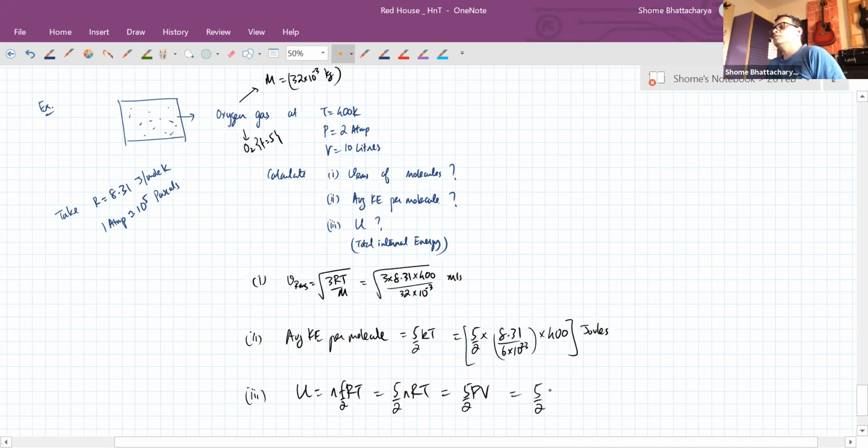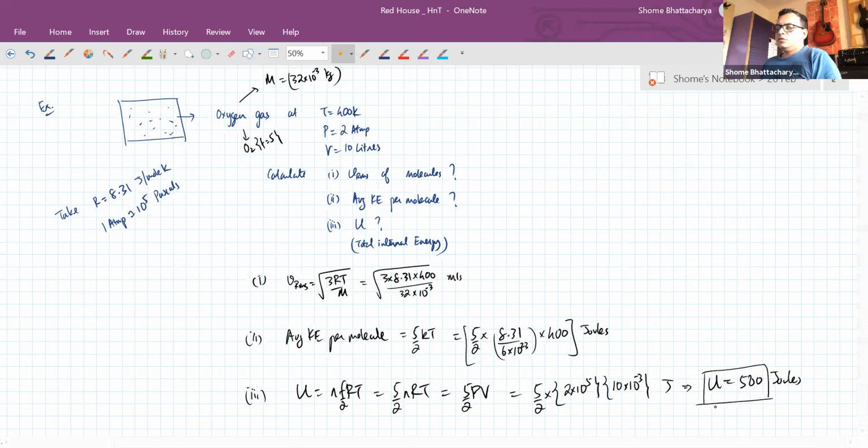so this is the easiest of the lot. Because the pressure is 2 atmospheres and the volume is 10 liters. So it's 500 joules. So the total internal energy is 500 joules. So hope this calculation is clear to all of you.